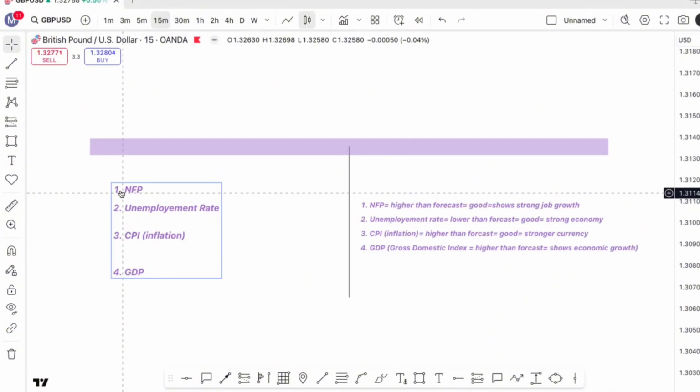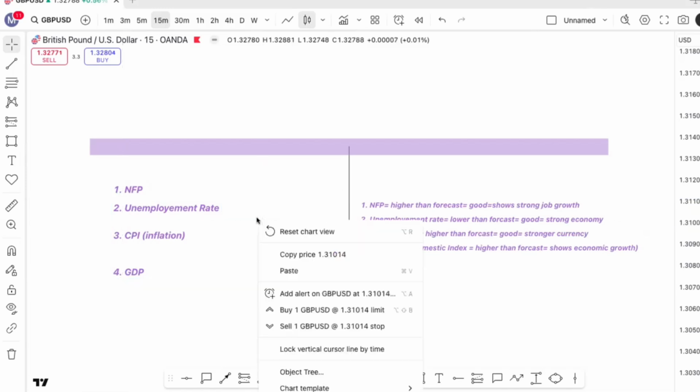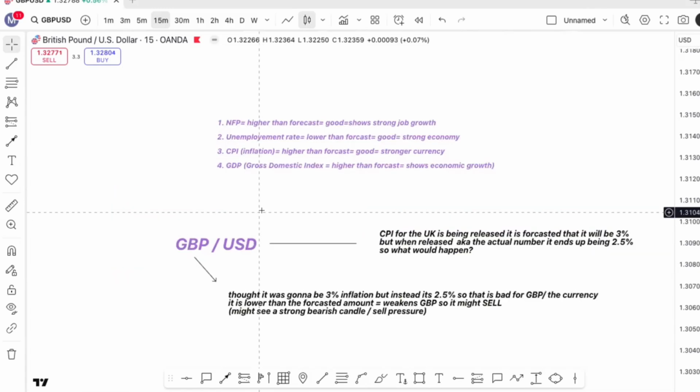Before I show you how Forex Factory looks, I want to show you guys some examples so you guys can interpret the data even better. So remember, the top currency or the top asset is going to be that quote currency. Let's just say the CPI for the UK is being released and they predicted that it's going to be 3%. But when it's actually released, the actual number ends up being 2.5%. So 0.5% lower than what they predicted.